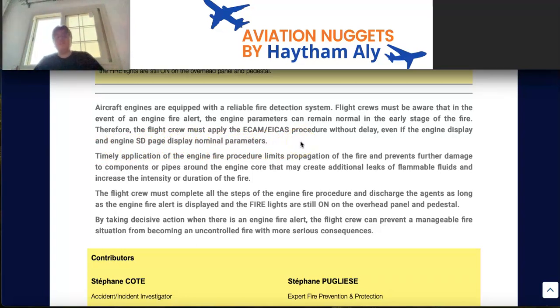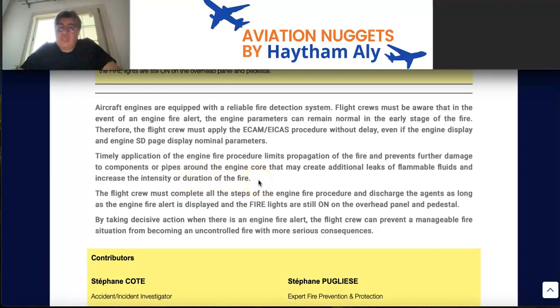So if you have an engine fire alert, a red ECAM alert or red ICAS alert, and you still have stable thrust or stable engine parameters, don't be confused, don't delay the procedure, do the procedure as fast as you can. Timely application of the engine fire procedure limits propagation of the fire and prevents further damage to components or pipes around the engine core that may create additional leaks of flammable fluids and increase the intensity or duration of the fire.